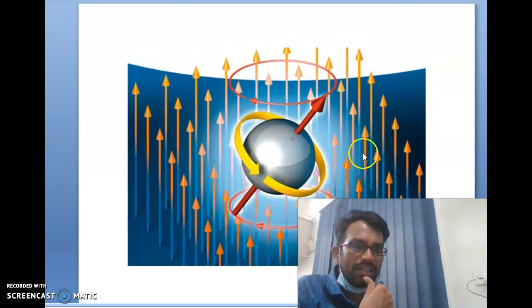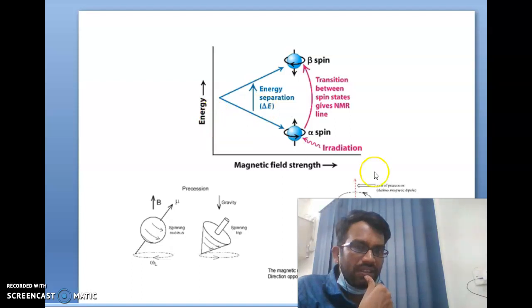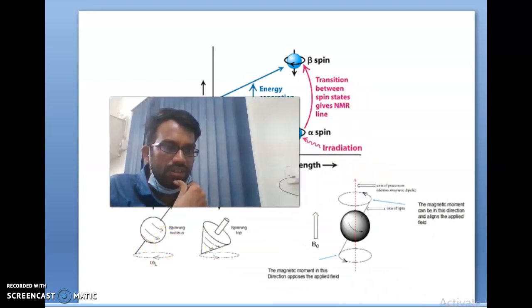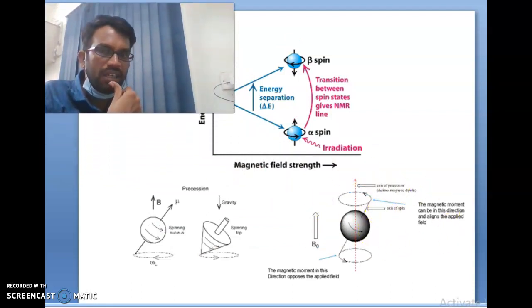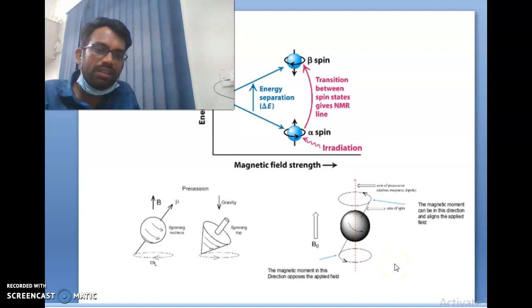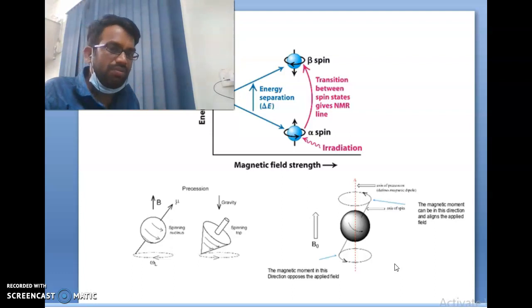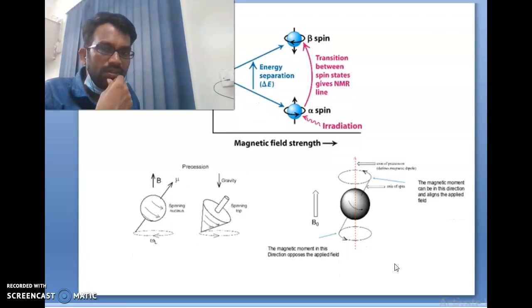On the next slide, the energy states are the alpha spin and the beta spin. The energy separation delta E is plotted with magnetic field on the x-axis and energy on the y-axis. If you give irradiation, the alpha spin goes to the beta spin state. Transitions between spin states give the NMR lines. You can see from this figure how the precession happens, with the magnetic field and gravitational force, and how the nucleus moves from the ground state.